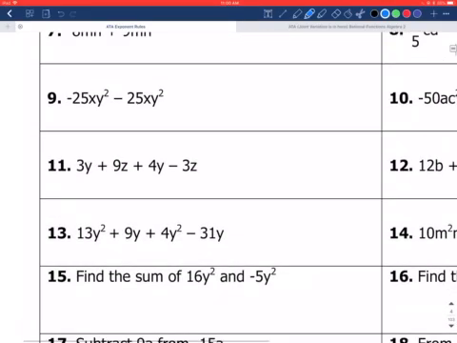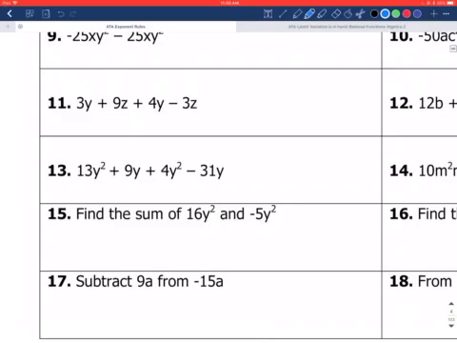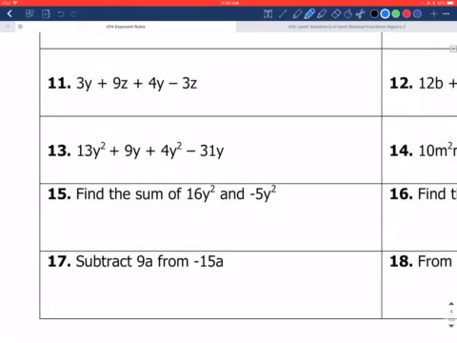Okay, so let's get down to some more tricky ones. Let's do number 13. So now we have y squared, and then y squared, and then y again. So our variables have to be the same, and our exponents have to be the same. So as you can tell, y squared has 2 terms. That'll be 13 and 4, so that'll be 17y squared. And then 9y and negative 31y are the same, so that will give us a negative 22y. 17y squared minus 22y, and we can't combine those because the exponents are not the same. The variables are, but the exponents are not.